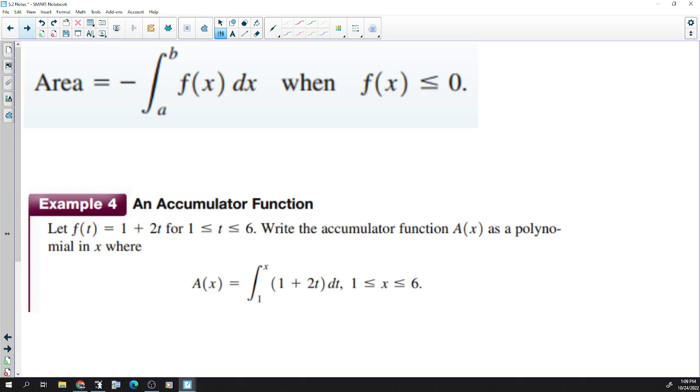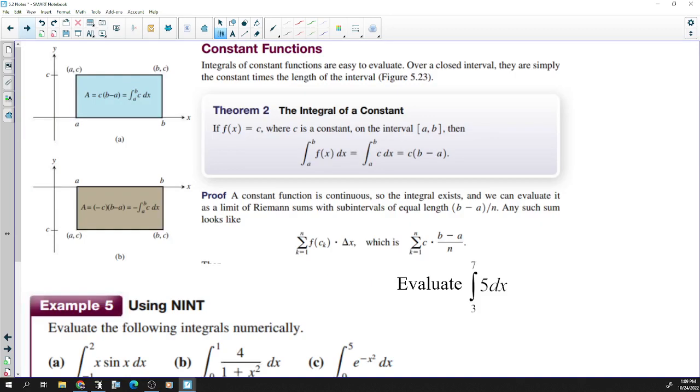Area is negative when f of x is less than or equal to 0, which means that if you have area above the curve and area below the curve, this would be negative area. It's below the curve, or excuse me, below the x-axis. And this area would be positive because that is above the x-axis. We don't do accumulator functions. Constant function, the integral of a constant.